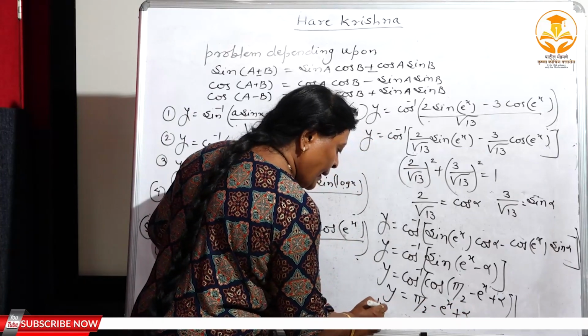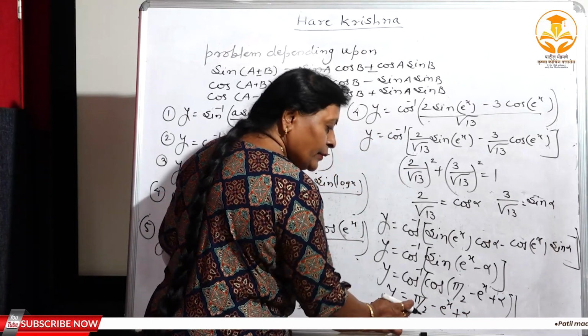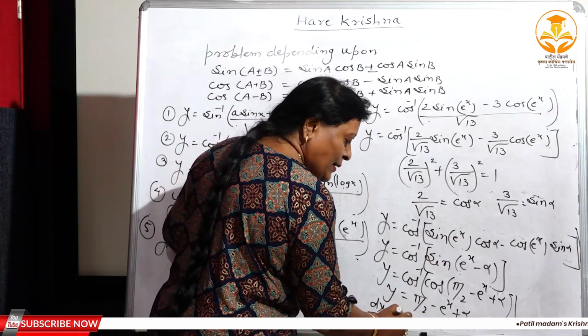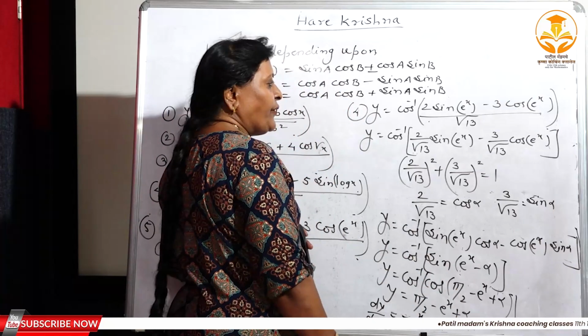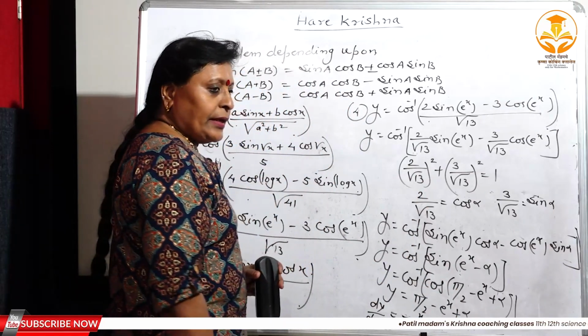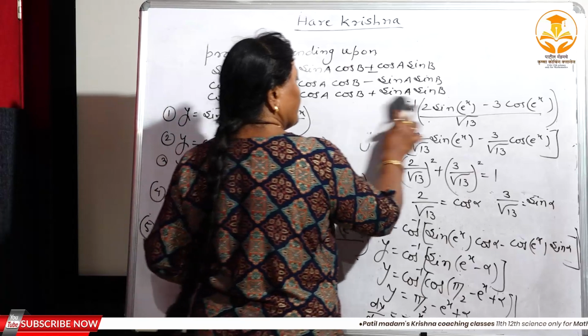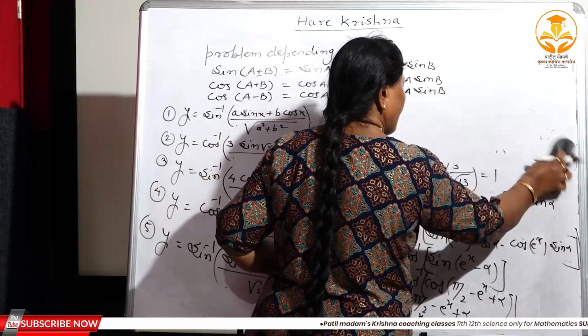Here again, dy by dx. The derivative of pi by 2 is 0, minus sign remains as it is. The derivative of e raised to x, and the derivative of alpha, that is 0. Isn't it? Very simple. Now I will take the last one here.